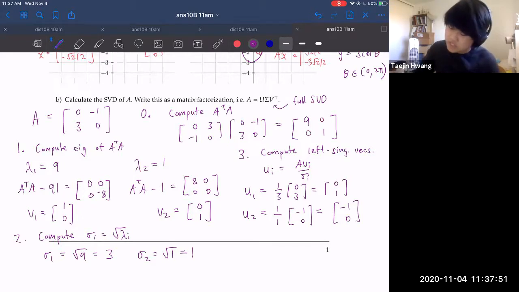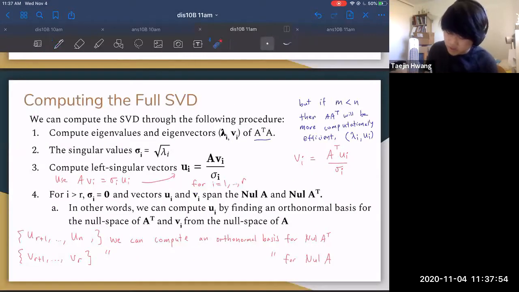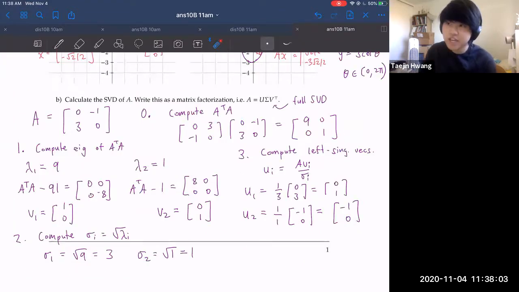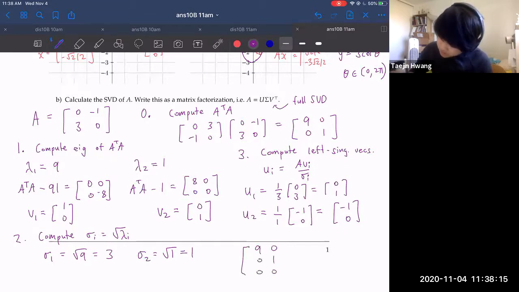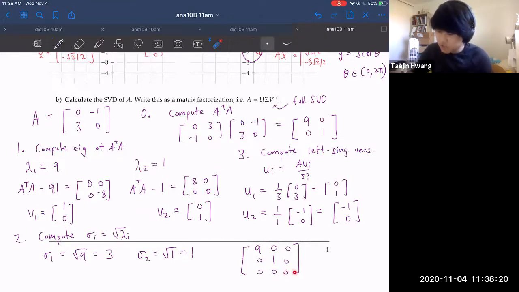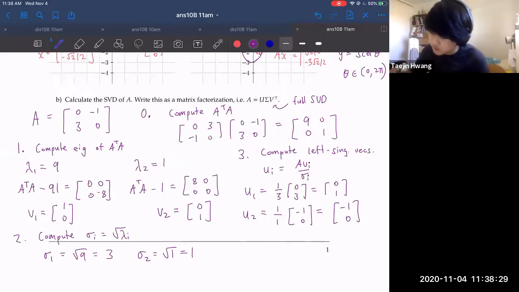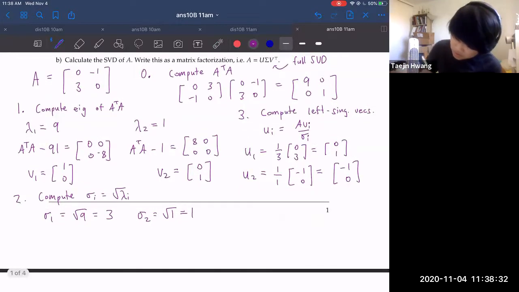So last thing to do is, well, for the full SVD, we need to look at the 0 singular values and compute the null spaces. But here, this matrix is full rank, so it has no null space. So you don't have to actually do the null space calculation. To give an illustrative example, suppose A transpose A was a 3 by 3 matrix with an eigenvalue of 0, then you would compute the null space of A, and that would give you an orthonormal basis. But I'm not going to actually do that here.